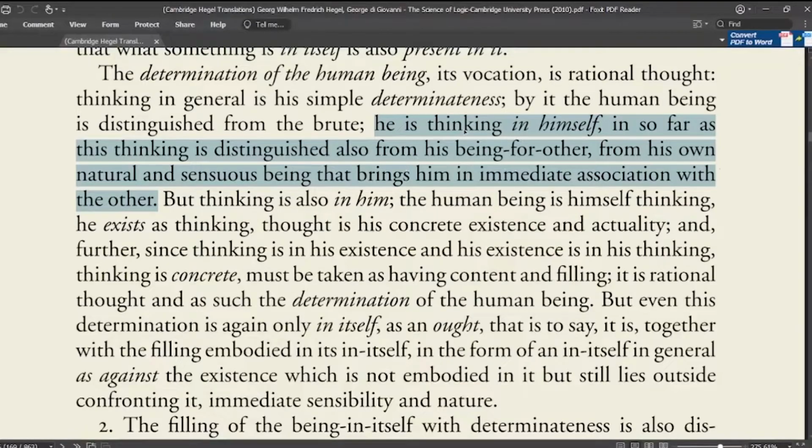So the mind or thinking is outsidedness, which refers to itself, which therefore is in itself. So the structure holds.